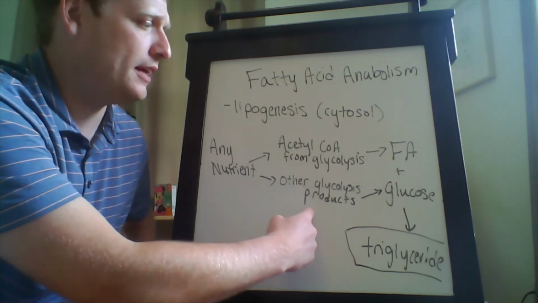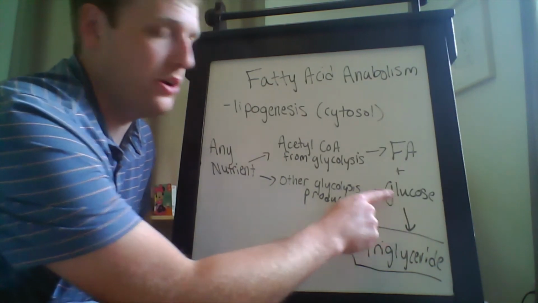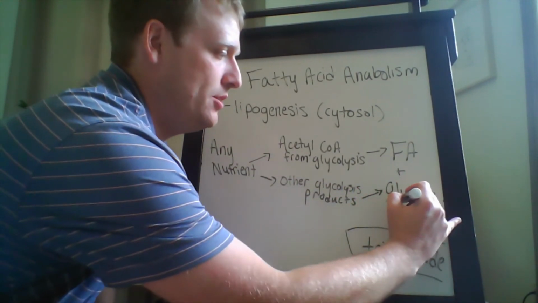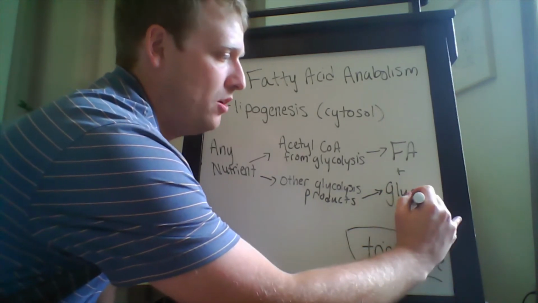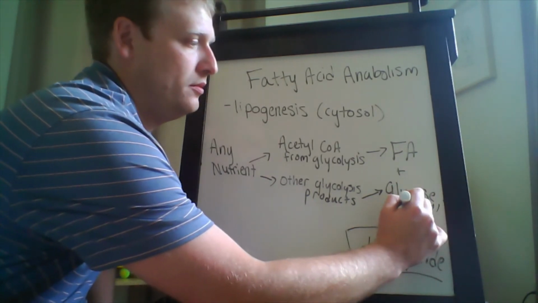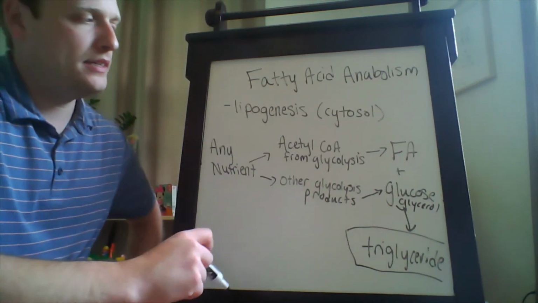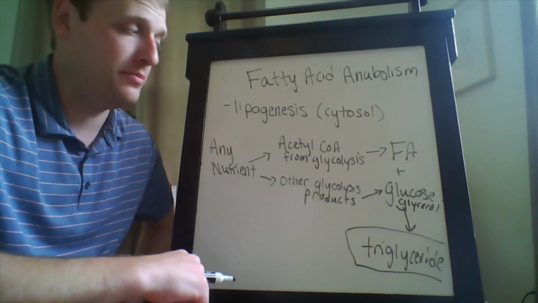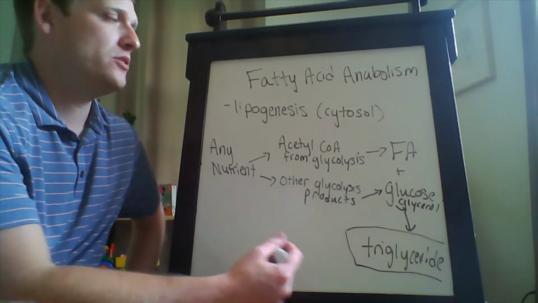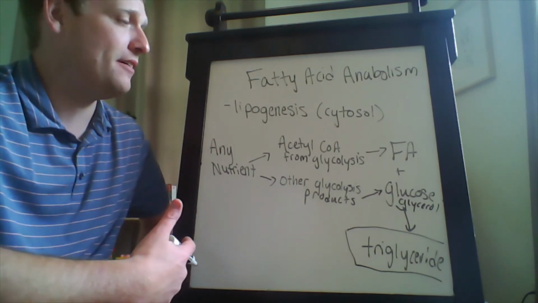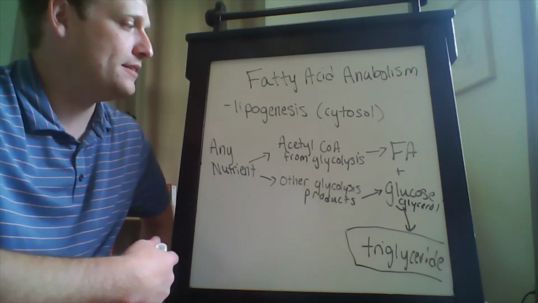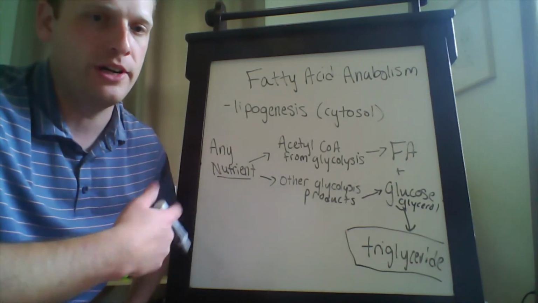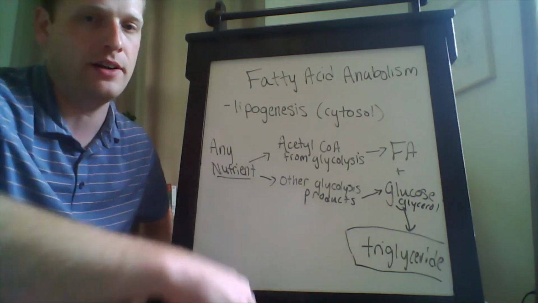Other products of glycolysis can be used to make glucose, which is in turn going to be turned into glycerol. And a fatty acid is going to be added to that glycerol backbone, 3 of them, to make a triglyceride. So this is how fatty acids and triglycerides come to be: unused nutrients being converted into a good storage molecule, which triglyceride is a very good one.